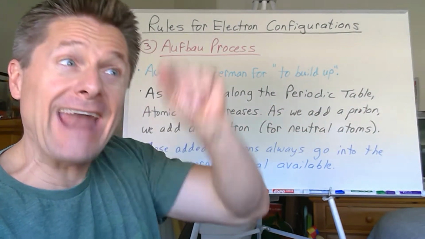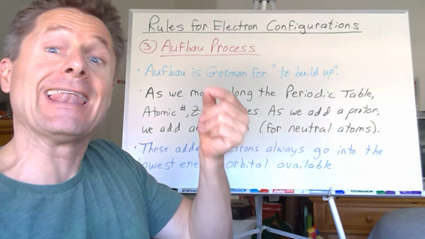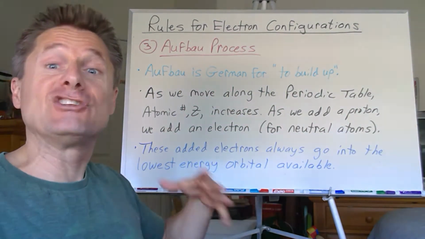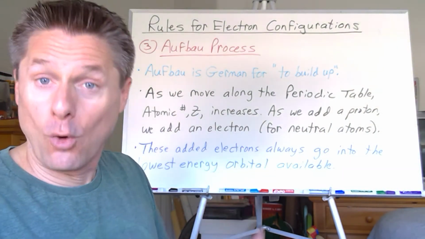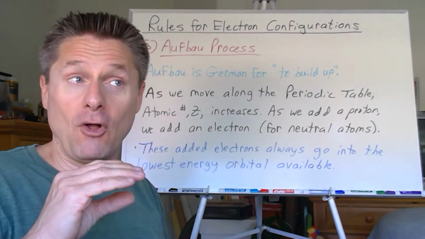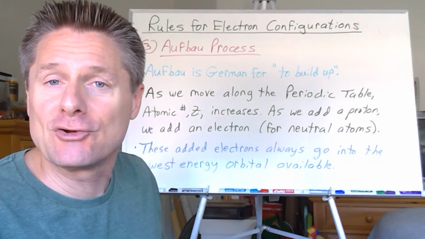Well, if we are adding an electron each time, where does that electron go? What orbital? It will always go into the lowest energy orbital available, right? So if the lowest energy ones are full, it will go in the next highest energy one, right?